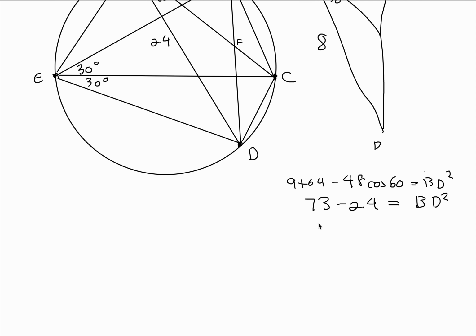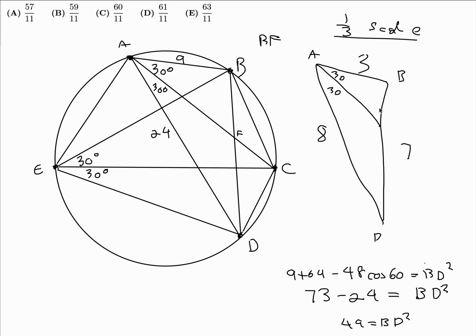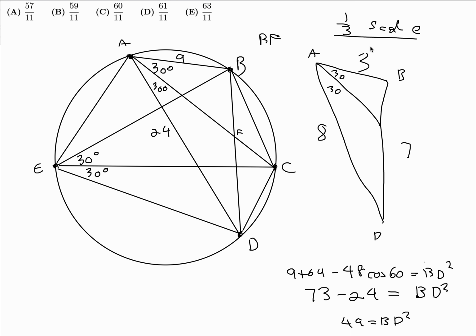73 minus 24 is going to equal 49 equals BD squared. And that actually worked out nicely since BD is now equal to 7. So we now found that BD is equal to 7, or when we scale up, it's going to equal 21. But let's save scaling up till the end. And I'll just write 1/3 scale here, just so we don't forget. And now we have this, so let's just use angle bisector theorem to find BF.